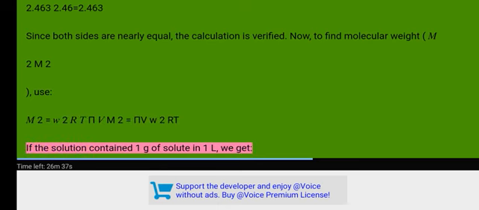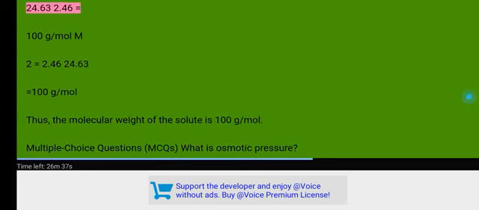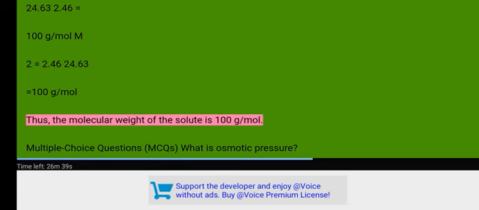If a solution contained 1 gram of solute in 1 L, we get M2 equals 1 times 0.0821 times 300 divided by 2.46, which equals 24.63 over 2.46, or 100 grams per mole. Thus, the molecular weight of the solute is 100 grams per mole.